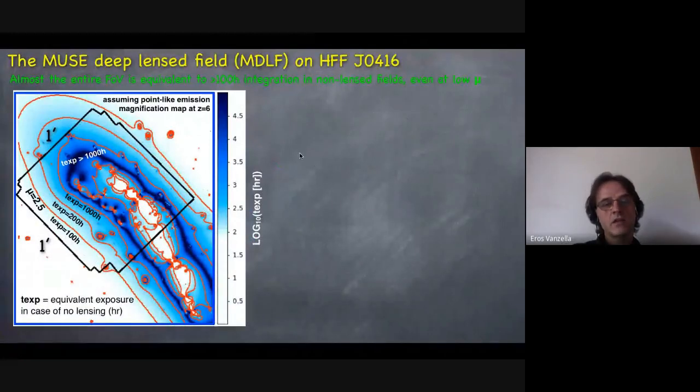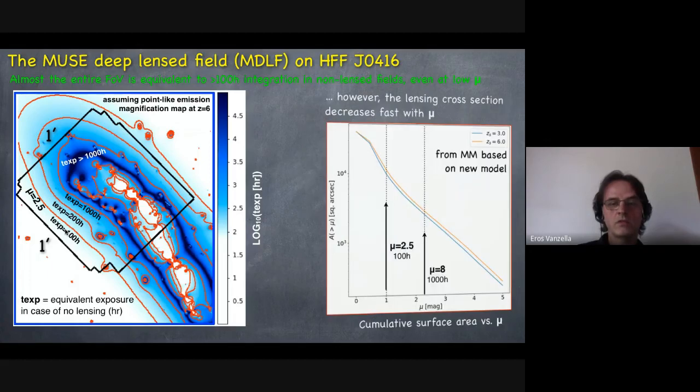So this is just to show you the equivalent if there were no lensing. In other words, which kind of integration time you need to obtain the same signal to noise we are obtaining with our MUSE deep field. And here you see the contours of ours. So in practice, the entire field of view is probing an exposure time that is more than 100 hours without lensing. Okay, this is not very new, but with a deep field, actually, we are gaining a lot, even where the magnification is relatively low.